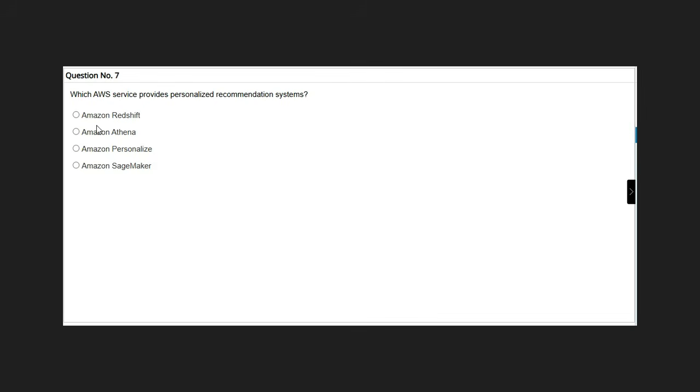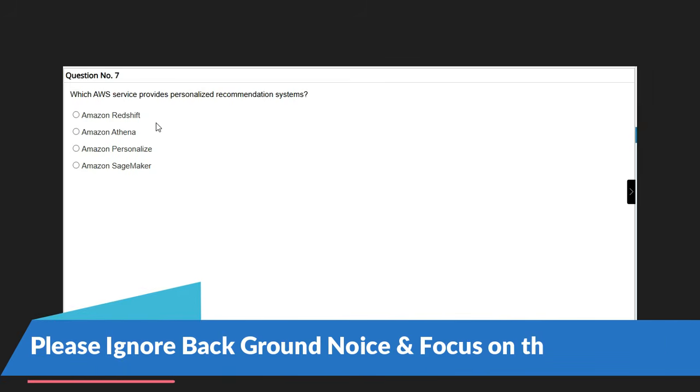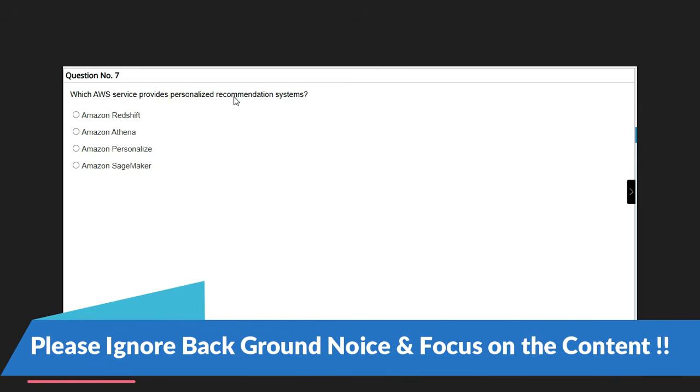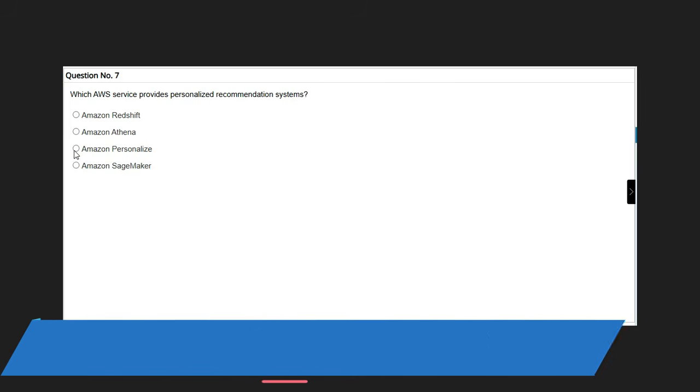Which AWS service provides a personalized recommendation system? Option A, Amazon Redshift. Option B, Amazon Athena. Option C, Amazon Personalize. Option D, Amazon SageMaker. So for personalized recommendation systems, we will use Amazon Personalize.